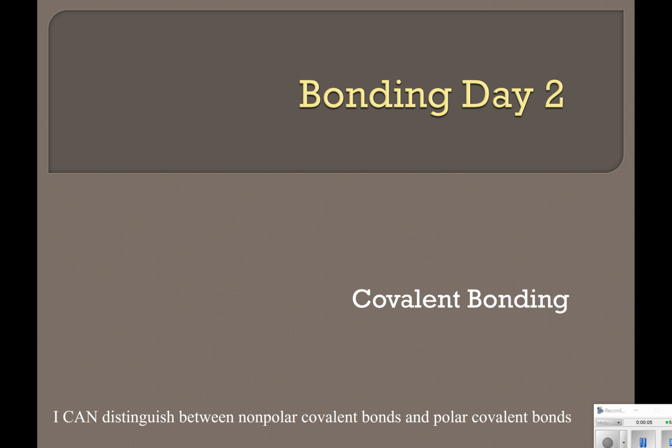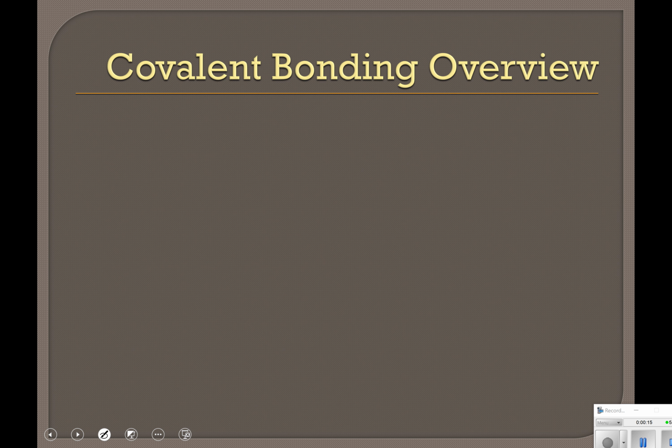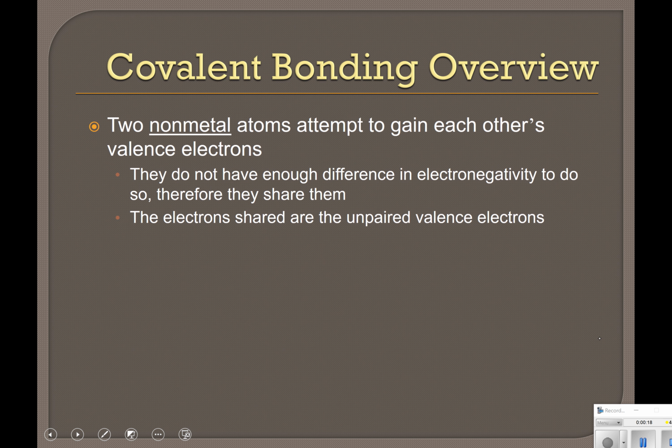Today we're going to finish up our lessons on bonding. Today we're going to be learning about covalent bonding. And by the end of today's lesson, you should be able to distinguish between nonpolar covalent bonds and polar covalent bonds. So two different types that we're going to focus on in addition to the ionic bonds that we had learned about in our previous lesson.